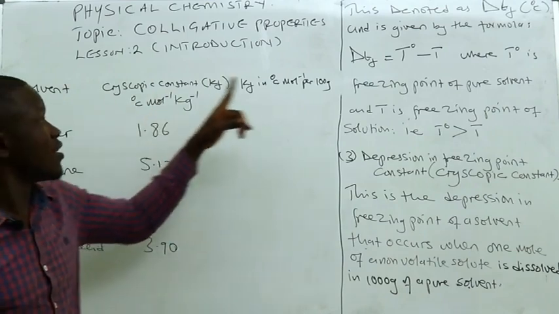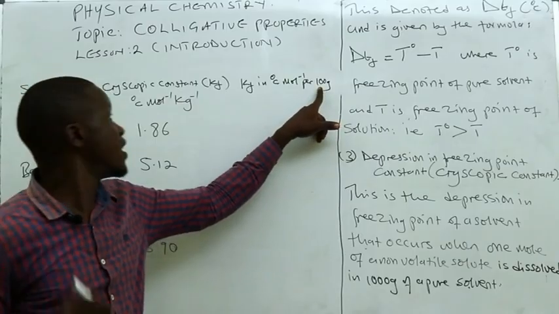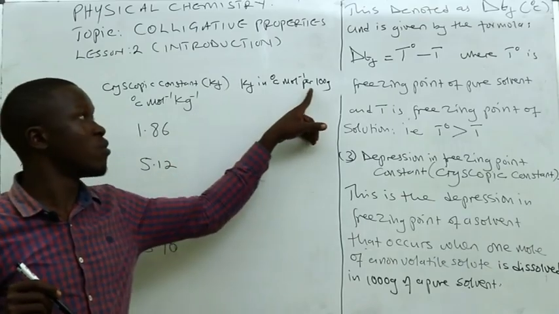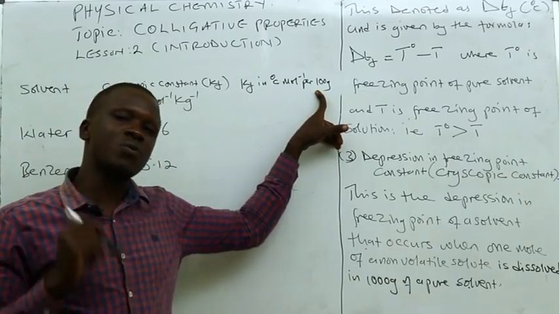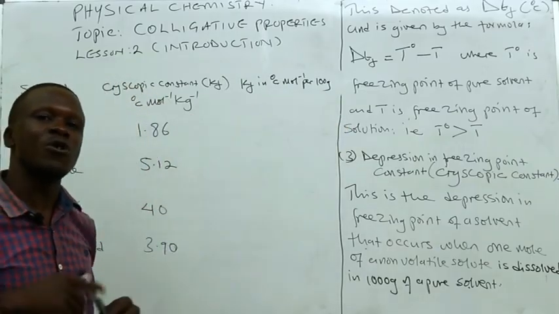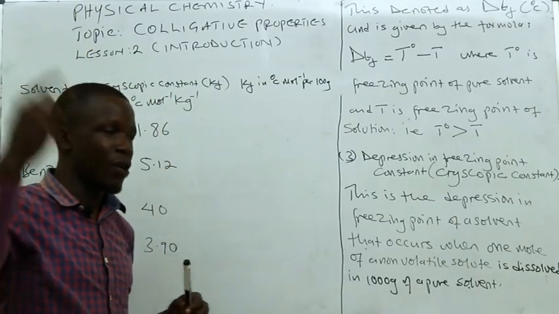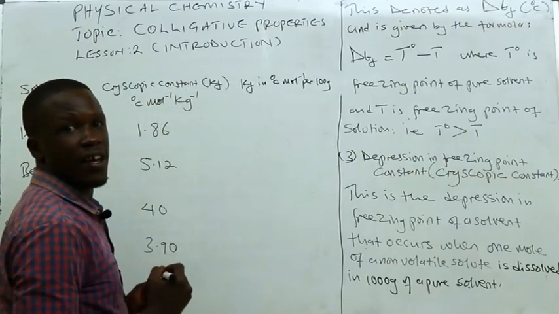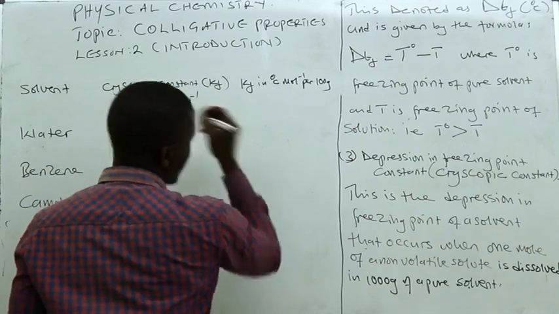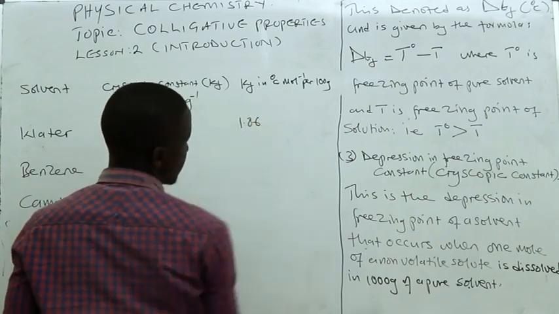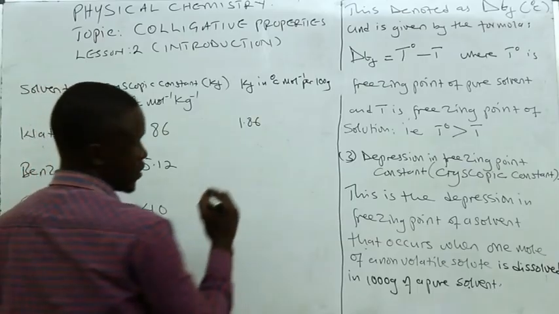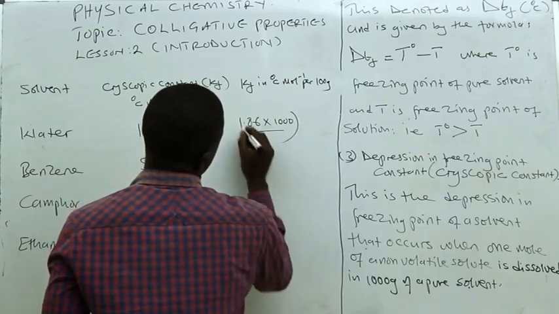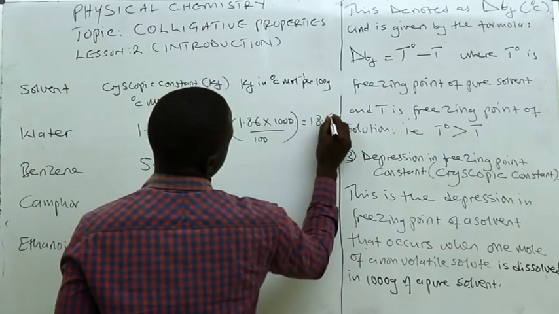Since this solvent is 1,000 grams but this solvent is 100 grams, that is 10 times smaller than this. So the depression will also go up 10 times. In other words, for us to get the depression here in 100 grams, it should be 1.86 times 1,000 divided by 100, which should give us 18.6 degrees Celsius.